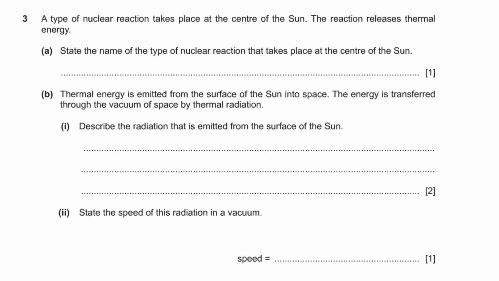Next part. Question number 3 says a nuclear reaction takes place at the center of the sun. The reaction releases thermal energy. State the name of the type of nuclear reaction that takes place at the center of the sun. So it's a very simple part. This is the nuclear fusion reaction.